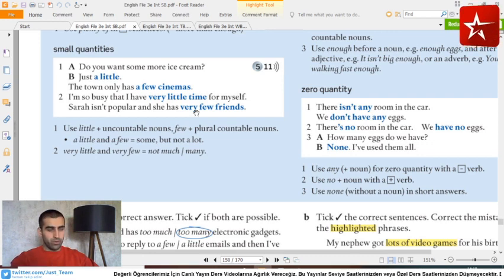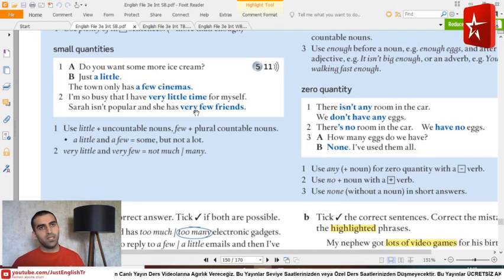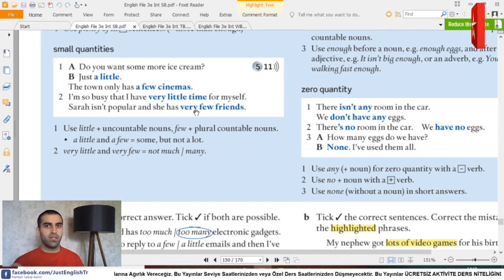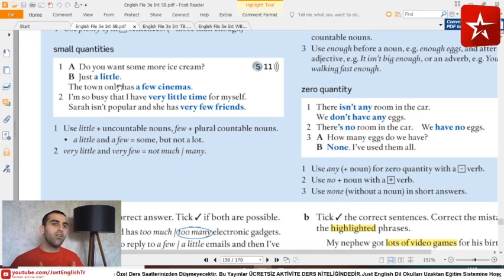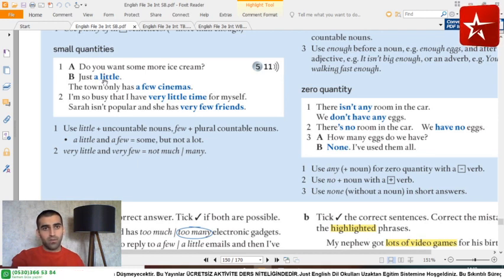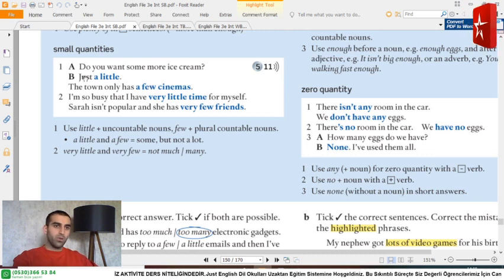The same rule. As I said before, many and much are used in negative and question sentences, but the only difference between many and much was countable or uncountable. Here is the same rule. With a little and a few, we can use them according to the noun. If our noun is an uncountable noun, we will use a little. If we have a countable noun, we will use a few or very few.